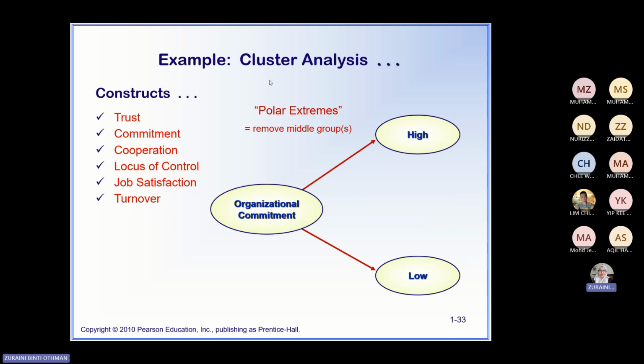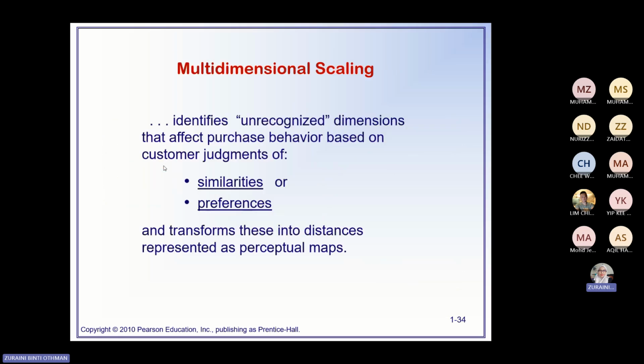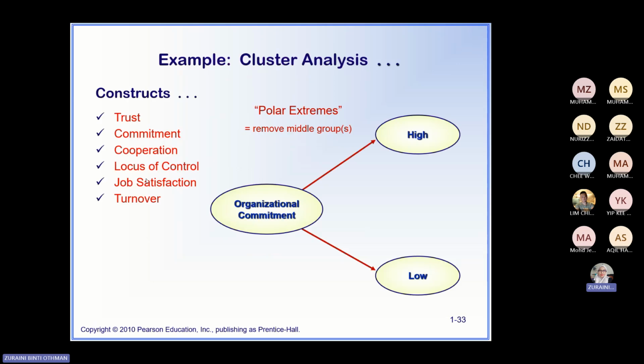Okay, and this is sambungan daripada cluster analysis just now. Whether kalau pola tu extreme, remove the middle group. Maksudnya dia ada satu group yang memang tinggi, satu group yang memang rendah, so we can remove the middle group. Okay, this is how we do the cluster analysis.